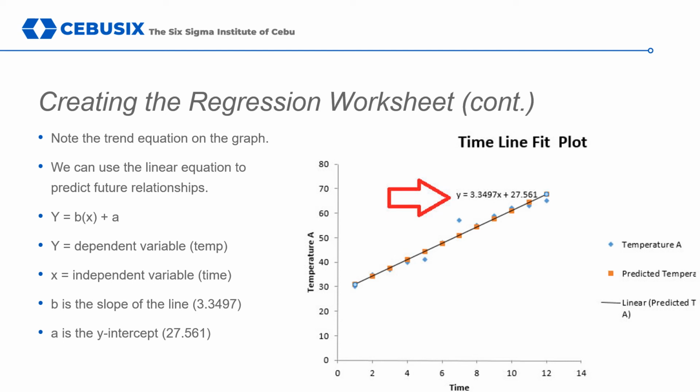44.3095. But if we replace x with 25 minutes, then we get 3.3497 times 25, which is 83.7425, plus 27.56, which is 111.3035, which would be our predicted temperature if we let it go for 25 minutes, well beyond the data included in our set.